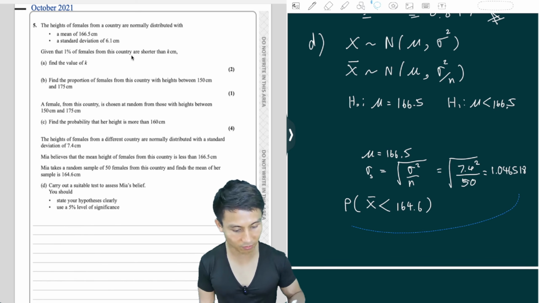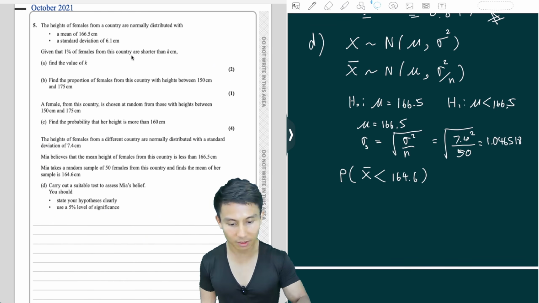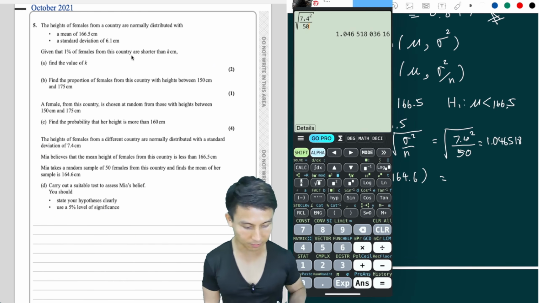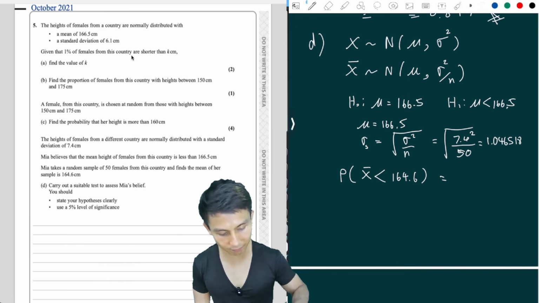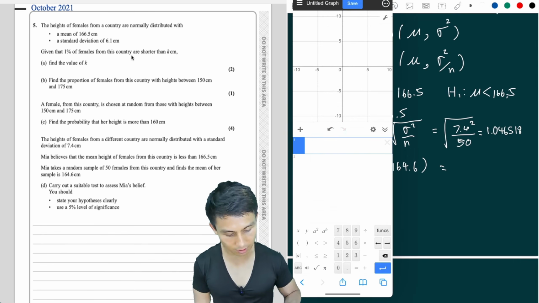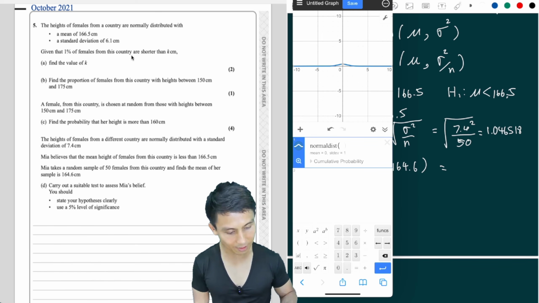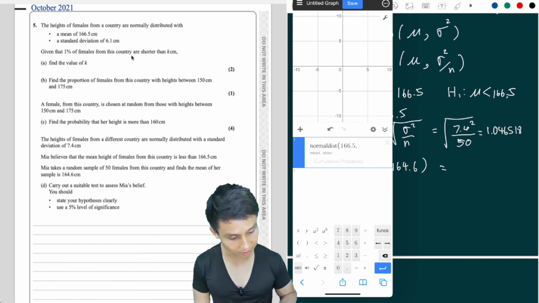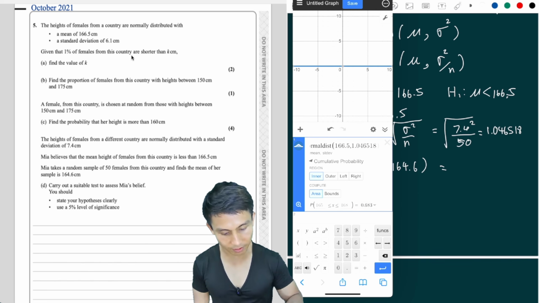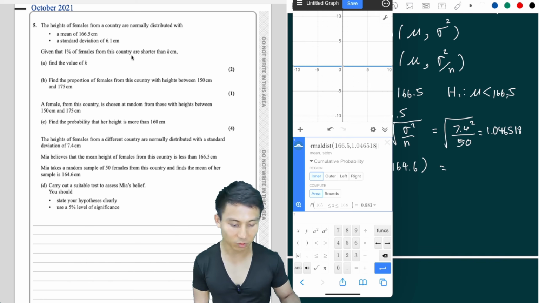164.6, right? Not 0.5. Okay. And then let's see. I'm going to have my Desmos calculator, this one. Then you go to normal distribution, right? And then you put down the mean, 166.5. And then the standard deviation, not the variance, 1.046518. And then toggle down here, cumulative probability.